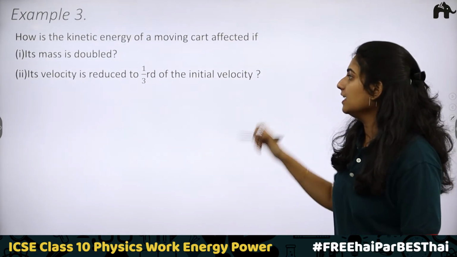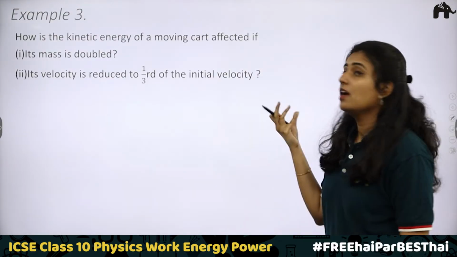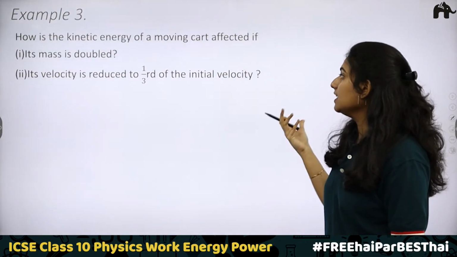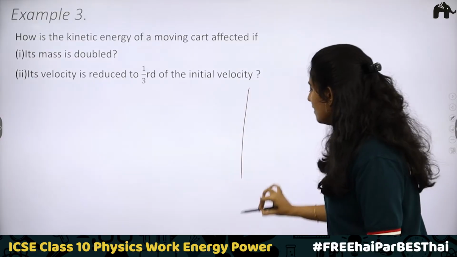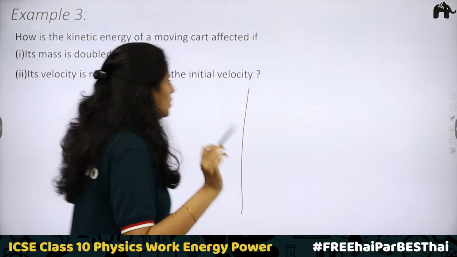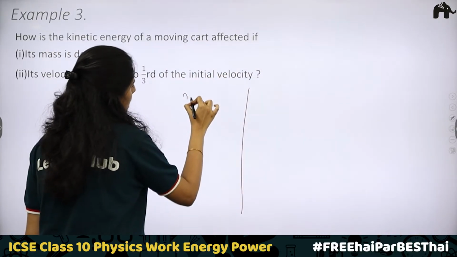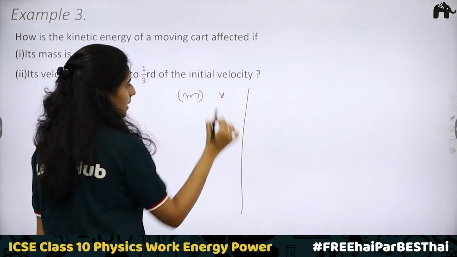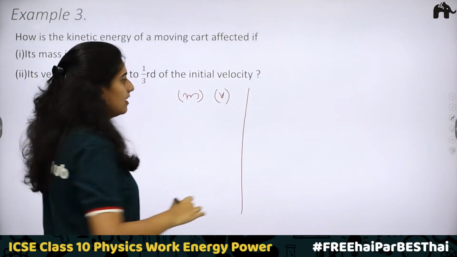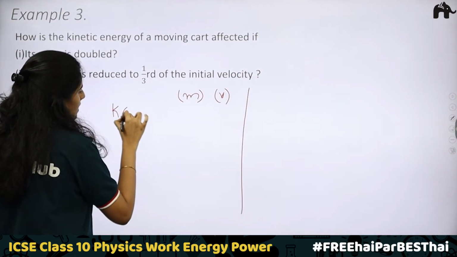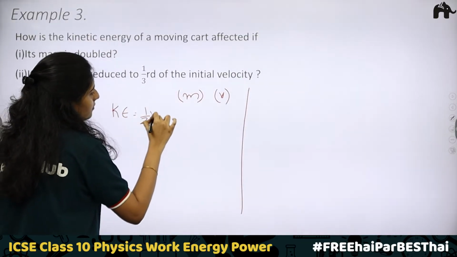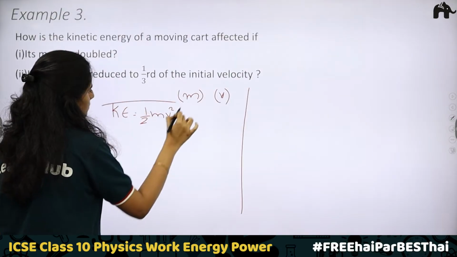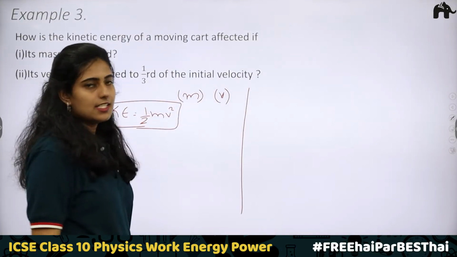First case, and the second is its velocity is reduced to 1/3 of the initial velocity. Okay. Let us take the first case. So here you are considering a body of mass which is moving with the velocity v. When you have a body of mass m and velocity v, what is the kinetic energy? Kinetic energy will be half mv square. Okay, the original kinetic energy is half mv square.